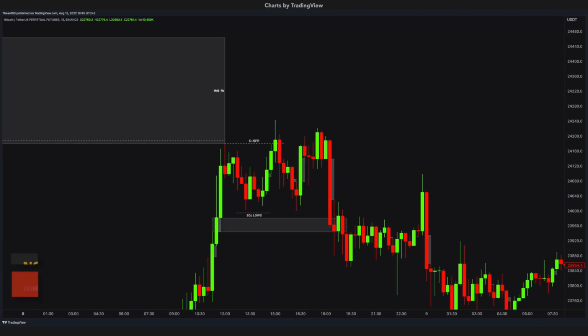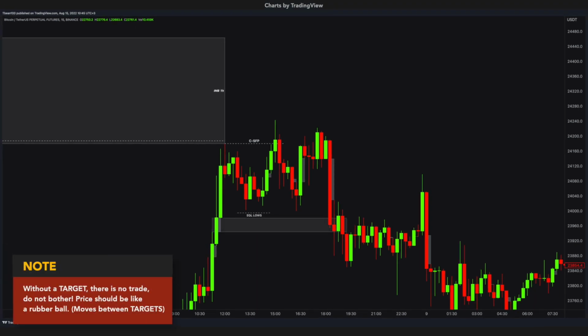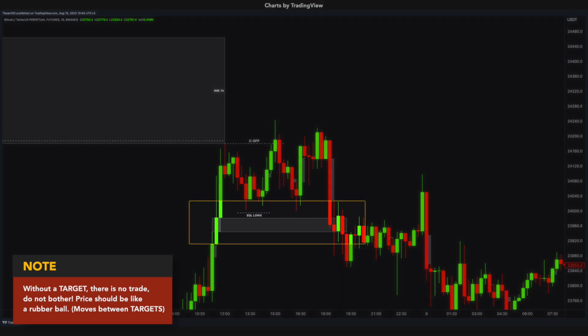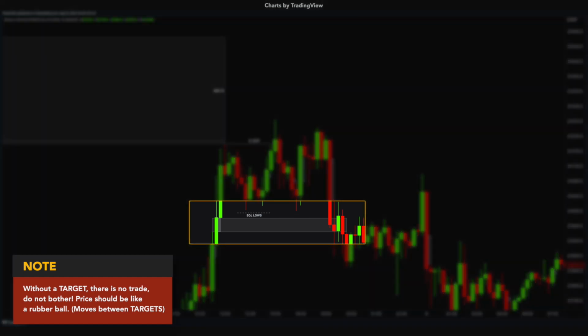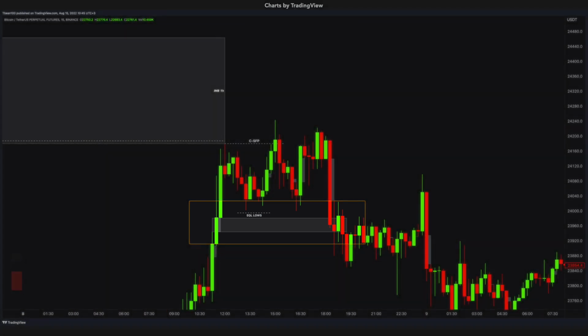Now, as I tweeted recently, without a target, there is no trade at all. If you cannot find yourself a target, please do not enter a trade. And the best target in the trading world is a combination of equal highs or lows with imbalance. You cannot find a better target than this.